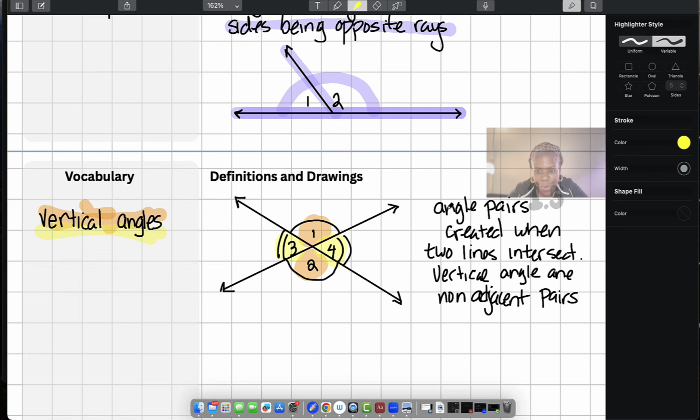So vertical angles are angle pairs created when two lines intersect. Vertical angles are the non-adjacent pairs. So the pairs of angles that are directly across from each other and not directly touching each other, those are vertical angles. Let's get started on our examples.